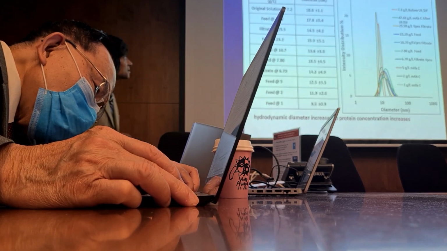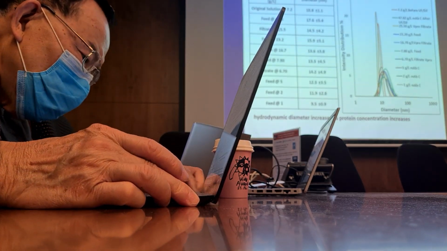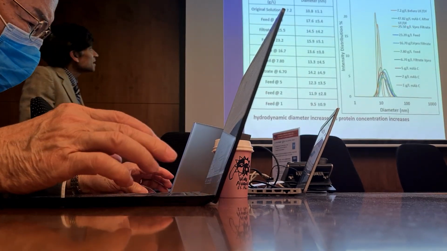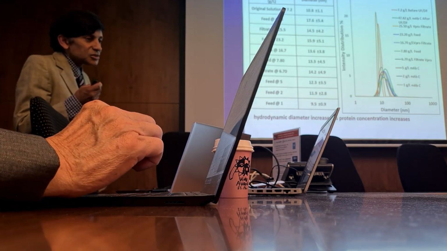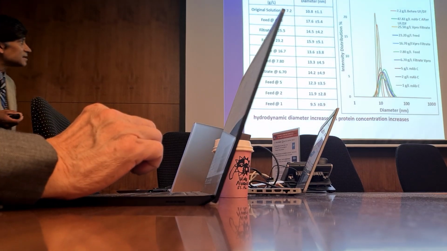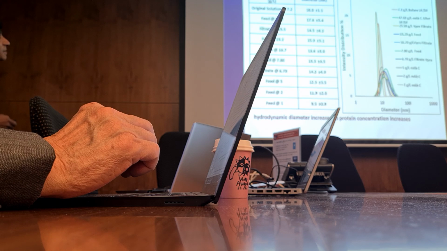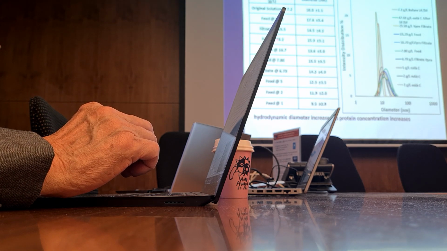We looked at size exclusion chromatography. We looked at various other things. And so SEC analysis suggested that there really weren't that many aggregates present. So that wasn't the problem. But we looked at the hydrodynamic radius of this protein in the same buffer at different concentrations.